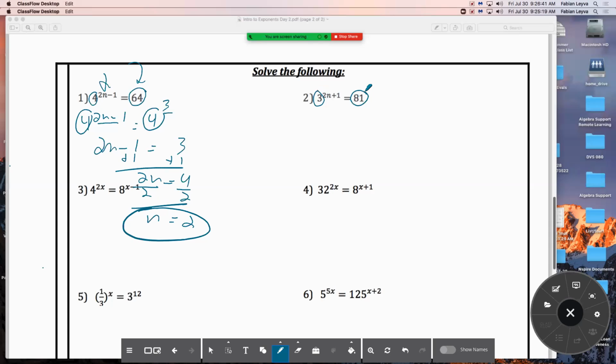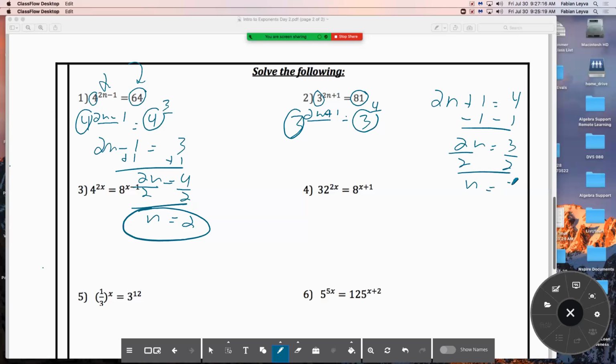Now I have a base of 3, a base of 81. I believe 3 raised to the, 3 times 3 is 9, times 3 is 27, times 3 would be 81. So I noticed that 3 raised to the 4 is 81. And then you have 3 raised to the 2n plus 1, just rewriting the other side. And then again, you have your base equal to a base. Luckily for us, all we have to do is worry about the exponents. 2n plus 1 has to be equal to 4. Solving for this one, I end up with 2n is equal to 3. Dividing by 2, n is equal to 3 halves.